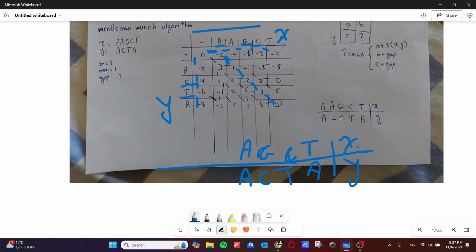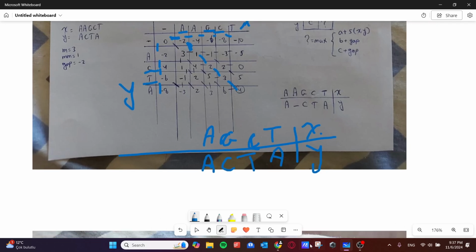So let's take another example. Let me get the eraser.